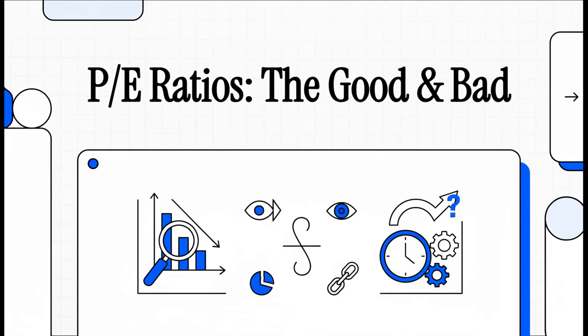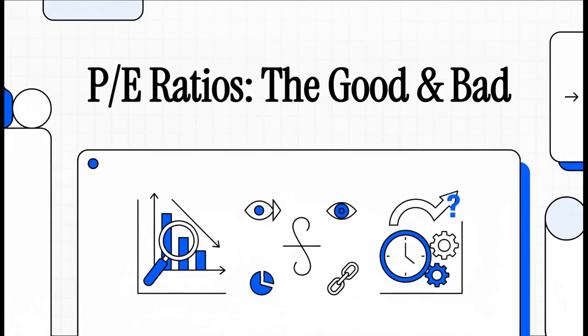Okay, so what's the one number investors seem to obsess over when they're trying to figure out if a stock is a total bargain or, well, a bust? It's the price to earnings ratio. In this explainer, we're going to break down exactly what it is, how it can help you, and maybe more importantly, how it can totally trick you.